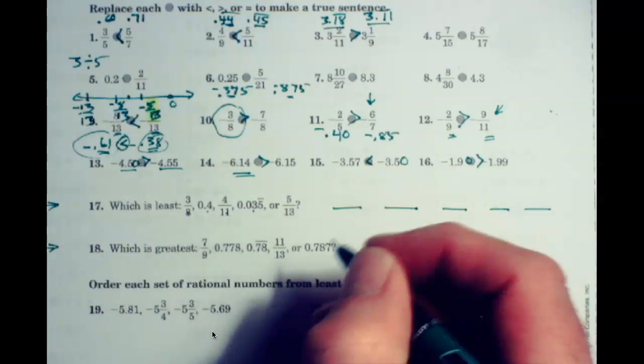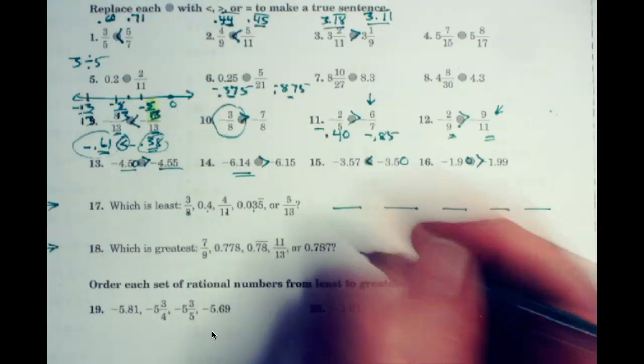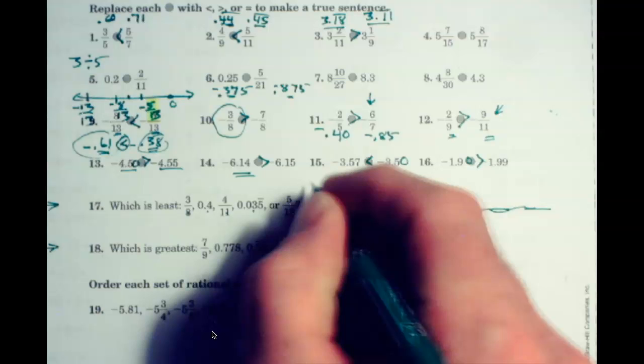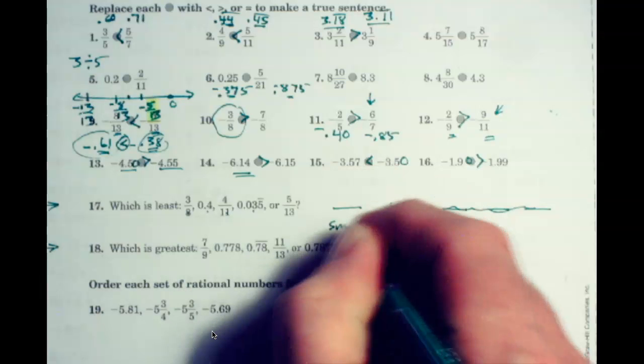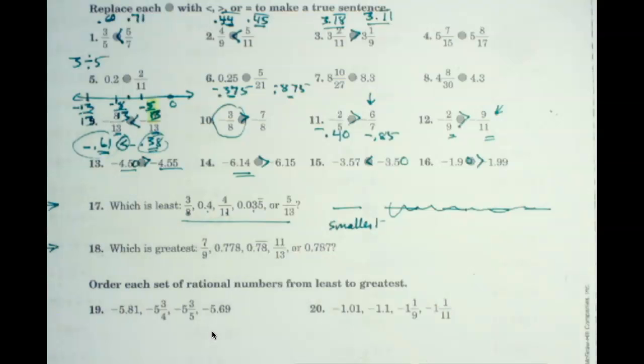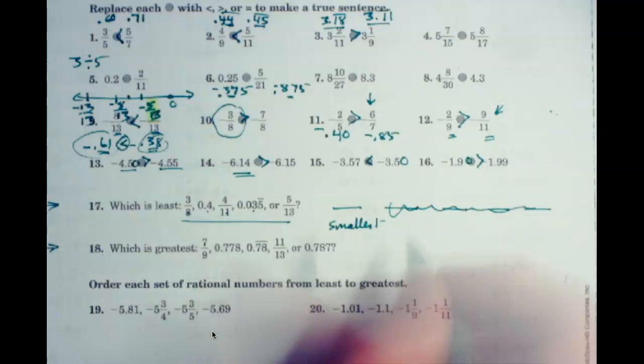Oh, actually, you don't even have to order them. This is great. We can get rid of all this stuff. They just want to know which one is least. So they want the smallest number here. Make them all into decimals. See which one is smallest. Make sure you check to see if they're positive or negative. It looks like they're all positive. Same thing here. They want the greatest.